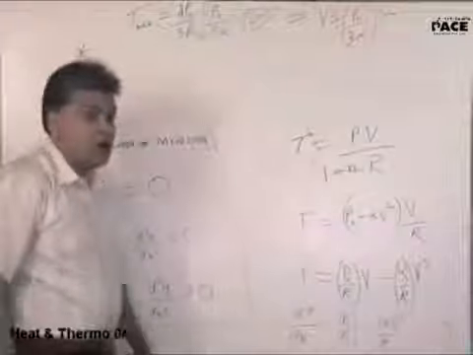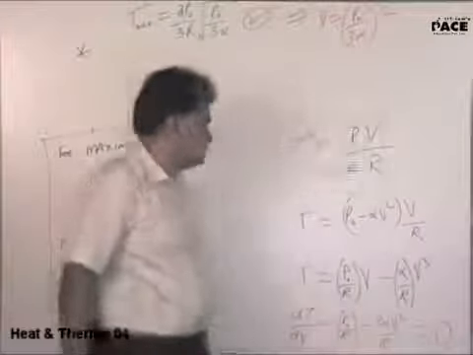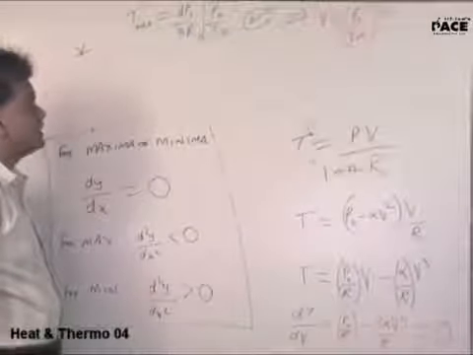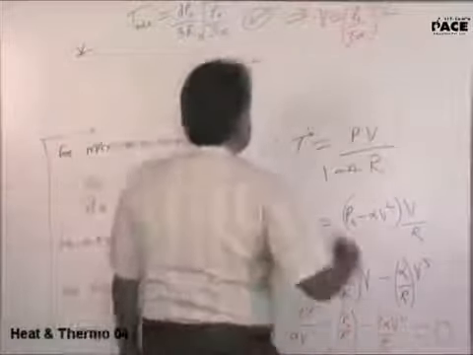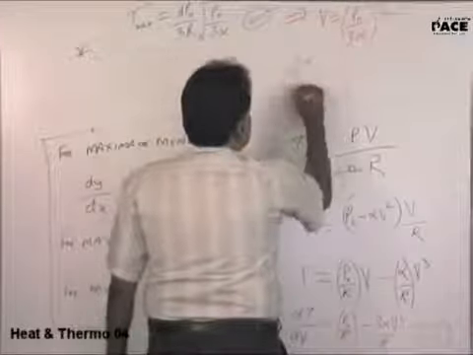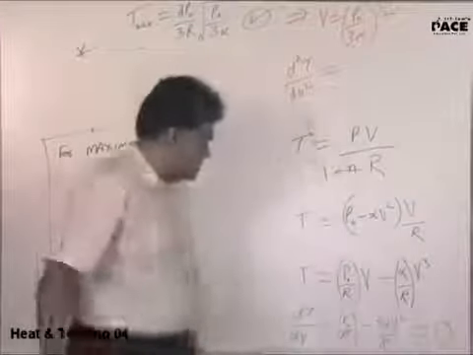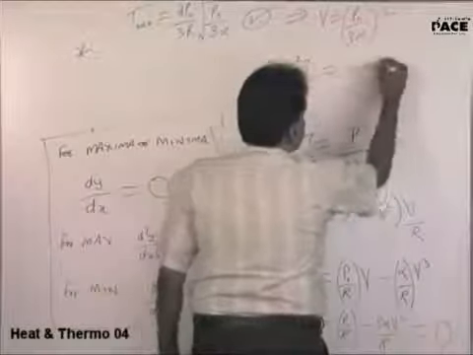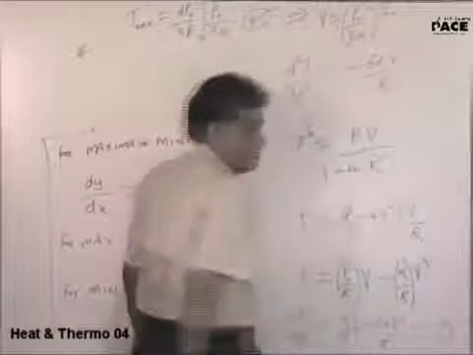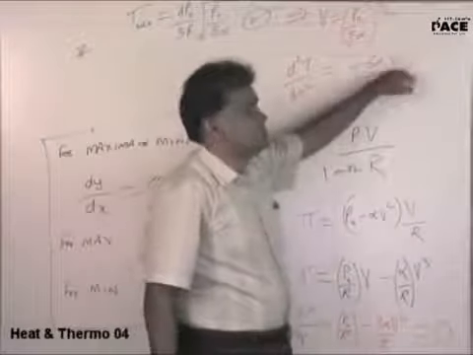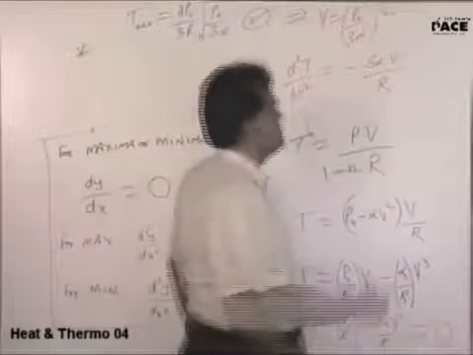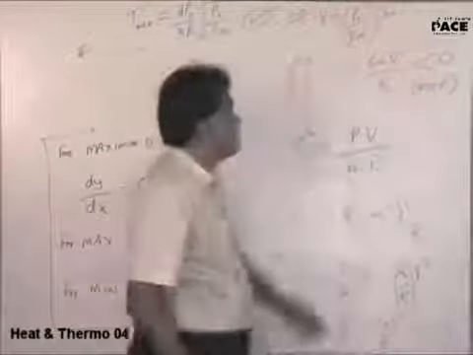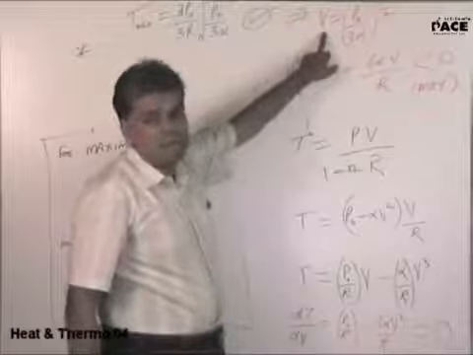Now again substitute this. You can double differentiate. What is d square T by dV square? That means you differentiate this. If you differentiate this, you get minus 6 alpha V by R. Now V you can substitute, but no need to, because anyway the negative sign is there. This is less than 0. This means this is maxima. So corresponding to this volume, you get a maxima.